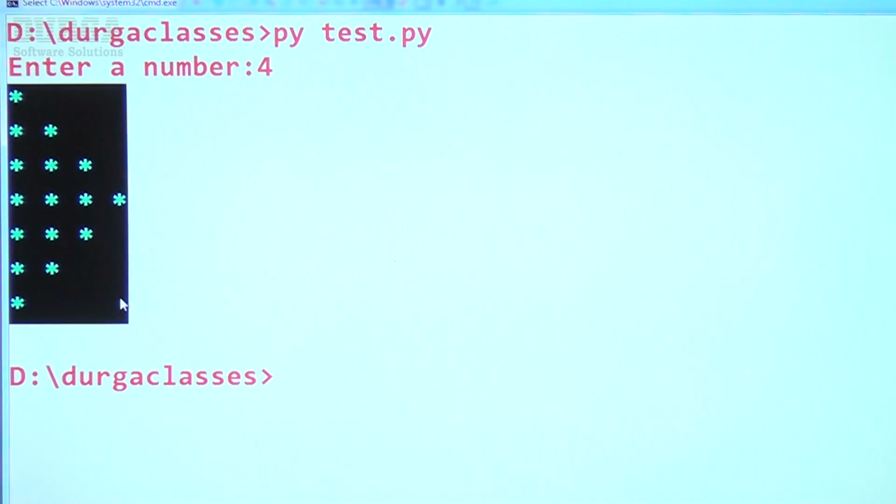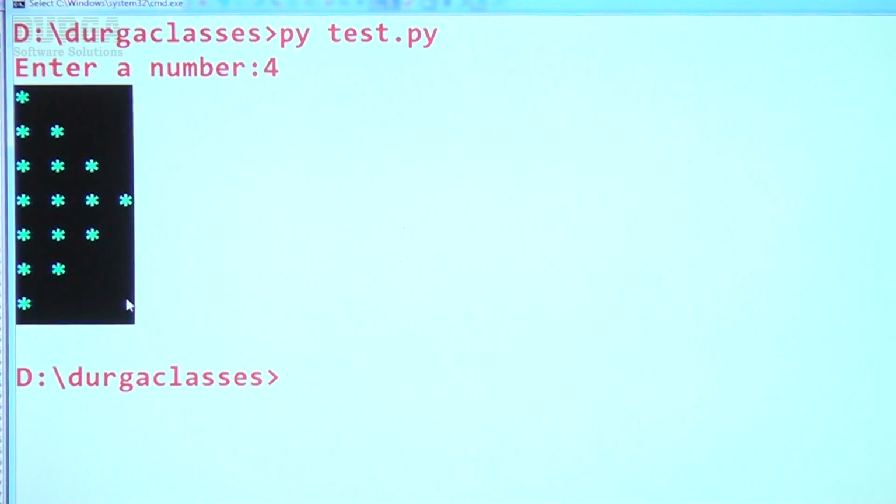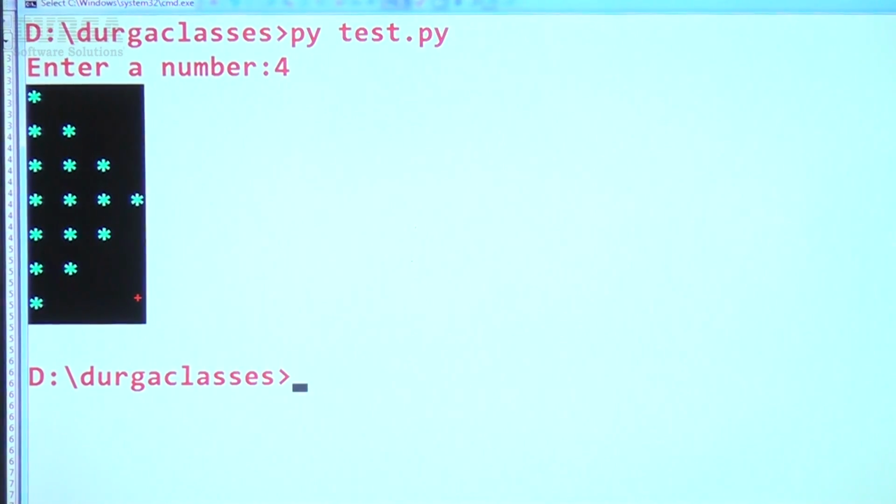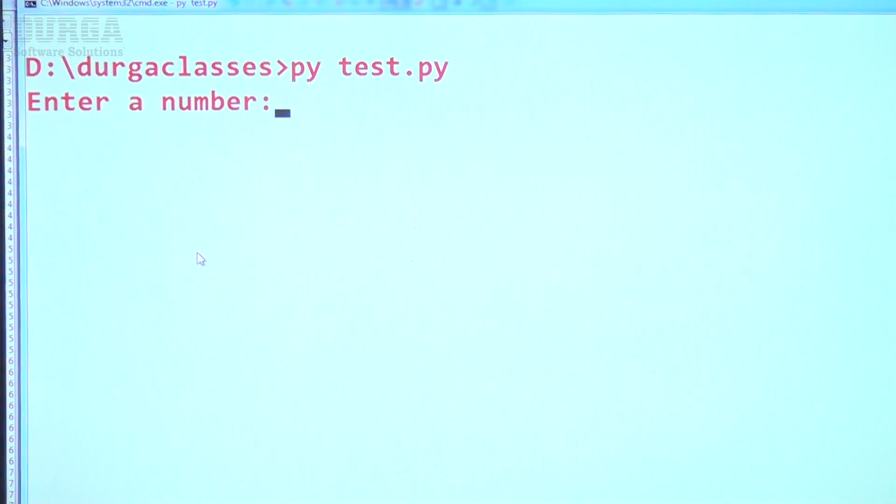So the right half of the diamond we are getting. This is the right half of the diamond. Now n is equal to 5 I'm taking, then n is equal to 10 I'm taking. Can you please observe that? For a fact it's going to work.